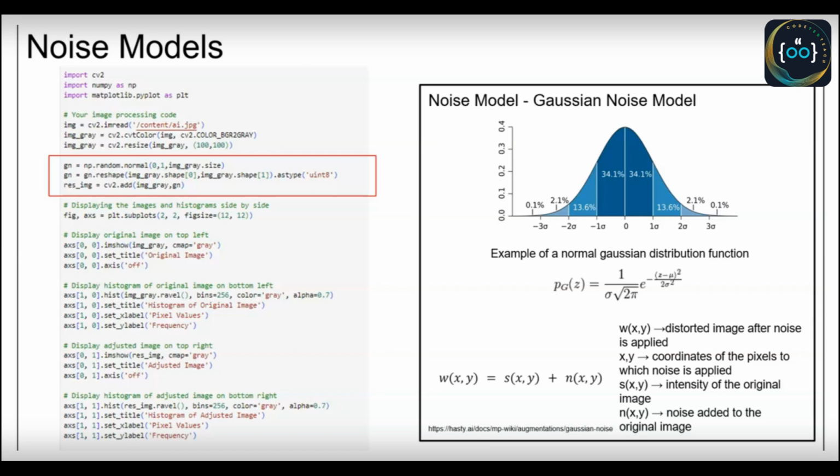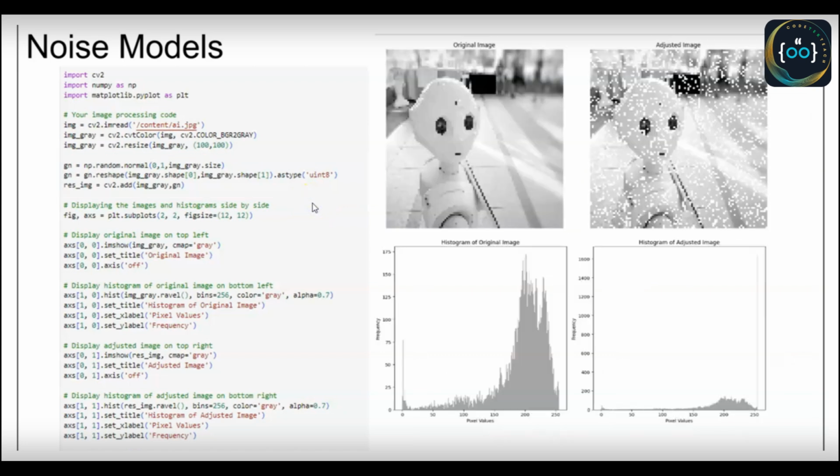cv2.add is used instead of the normal addition operator plus because it performs saturated arithmetic. That is, if the result of an addition operation is greater than 255, it will be clipped to 255 instead of overflowing. So in summary, these lines of code are generating a noisy version of a grayscale image by adding Gaussian noise to it. After the addition, we see the original image and adjusted image. As you can see, there is quite a bit of noise in this image, and we are seeing that in the resultant histogram as well.